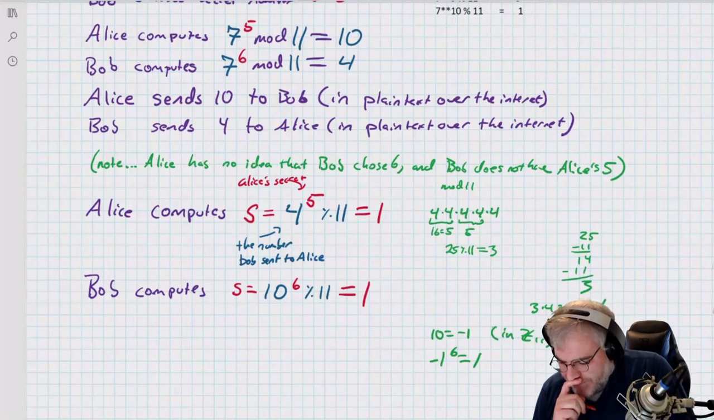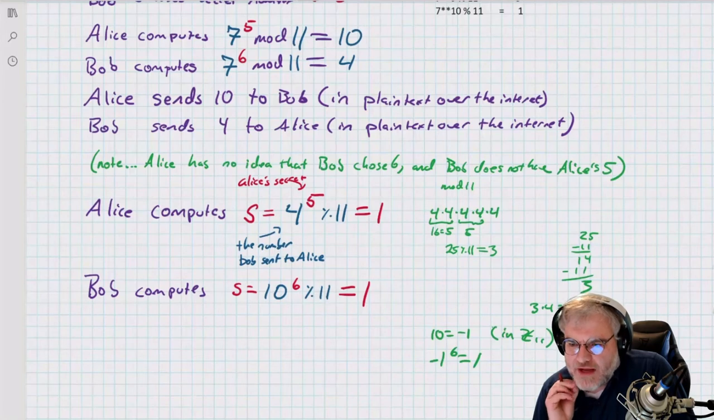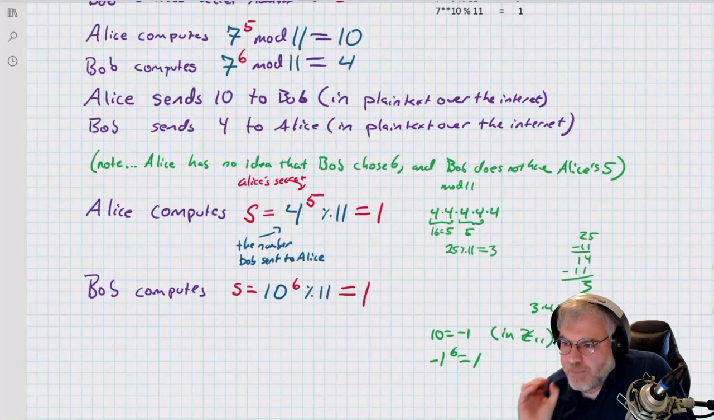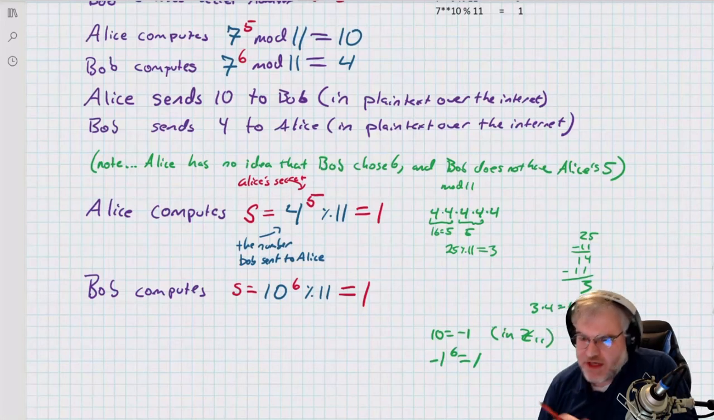Okay. So how do we feel about that? 1 to 5. What just happened? These two people computed 1 as a key without ever sending their initial numbers over the internet. They both arrived at the number 1 without sharing that.